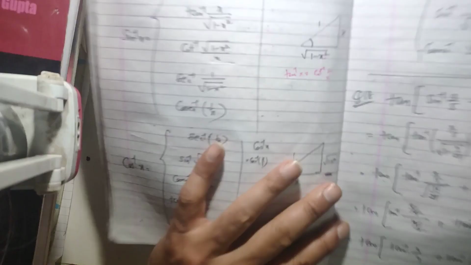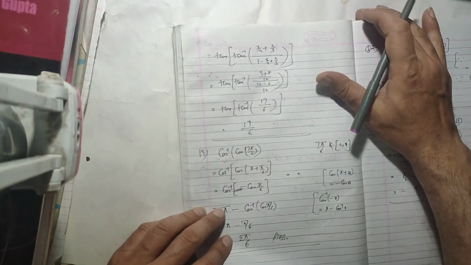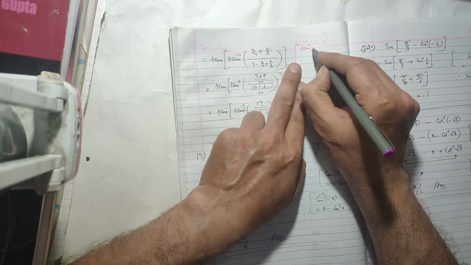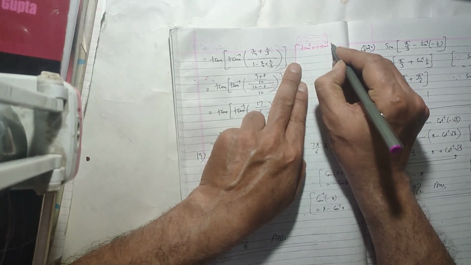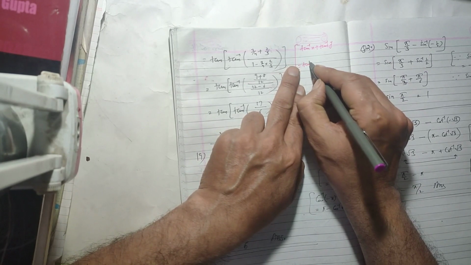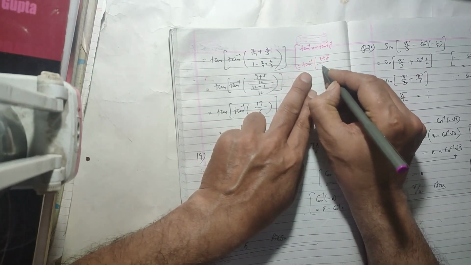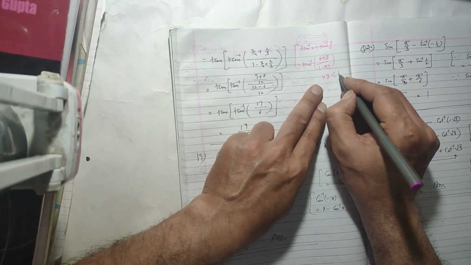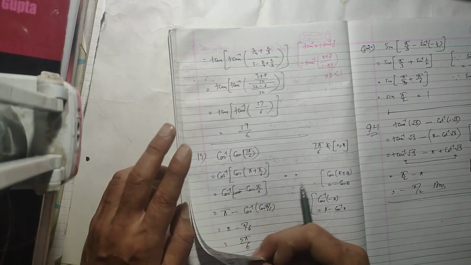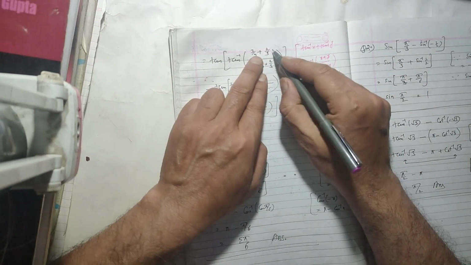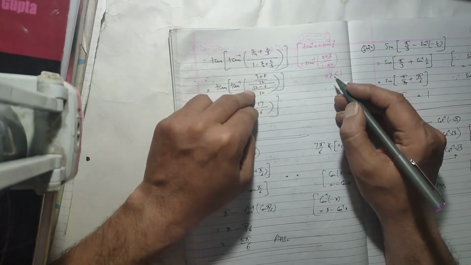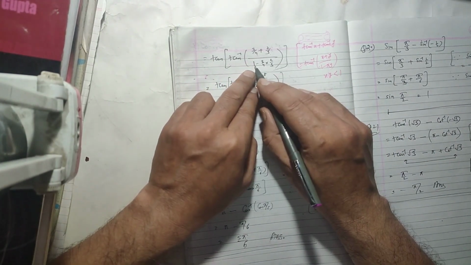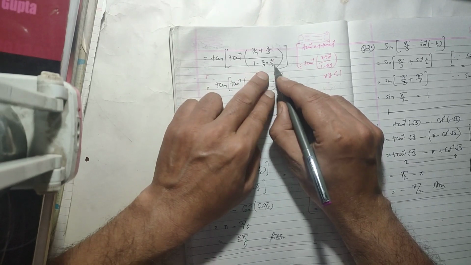Now after this we can apply the formula. See, tangent inverse x plus tangent inverse y is equal to tangent inverse of x plus y divided by 1 minus x into y. This happens only when x into y is less than 1. Here x is 3 by 4 and y is 2 by 3. The product is less than 1. So we can write tangent inverse of 3 by 4 plus 2 by 3 divided by 1 minus x 3 by 4 into y 2 by 3.